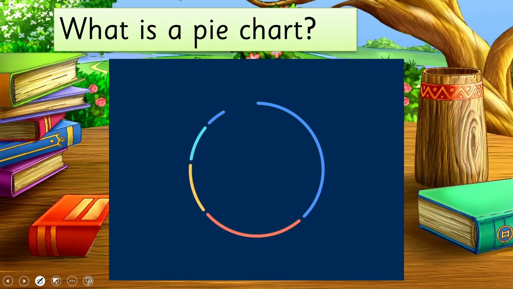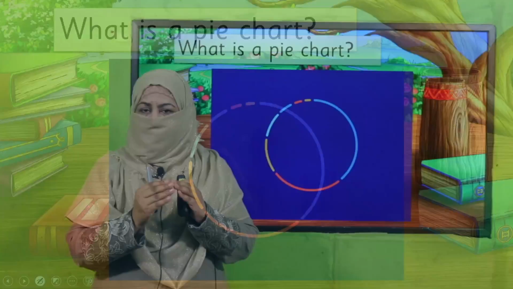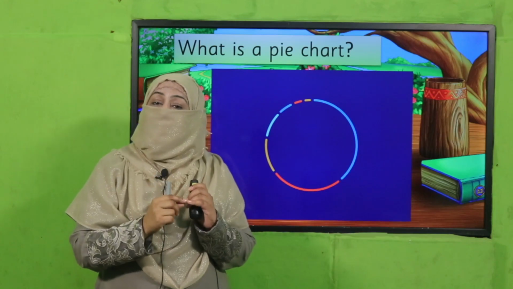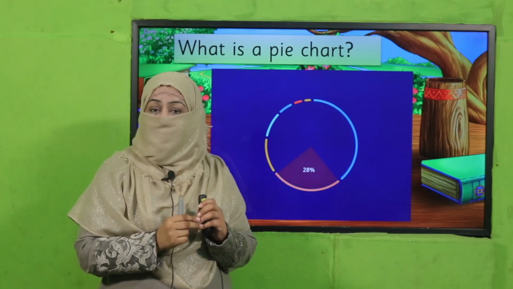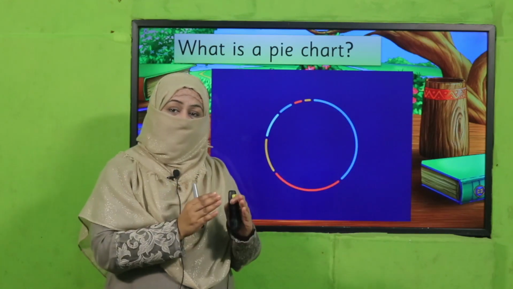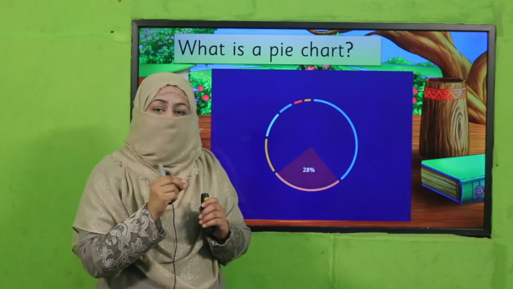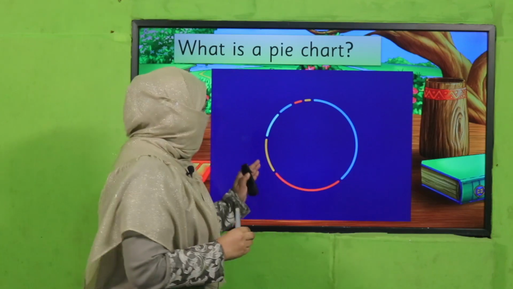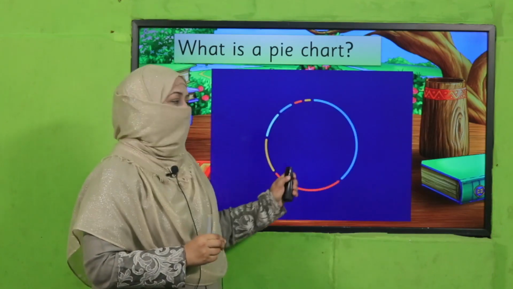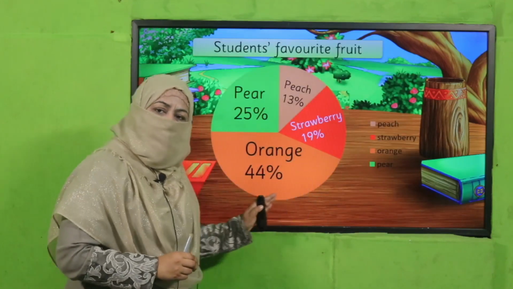The whole data. And what does data mean? Information, numbers. Like we have learned, we can write numbers in digits and in words, right? We can spell it and we can write it. Likewise, beta, the information that we collect, we can write it in numbers and we can write it in pictures as well. One of the types is called pie chart.